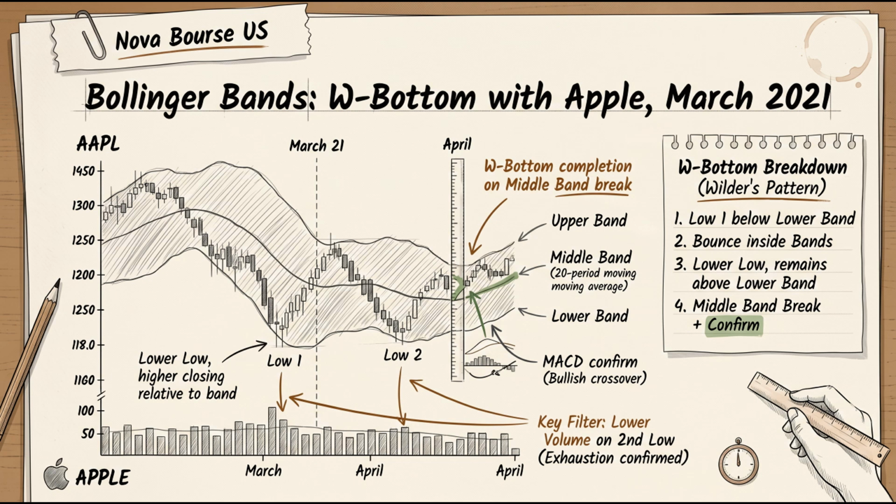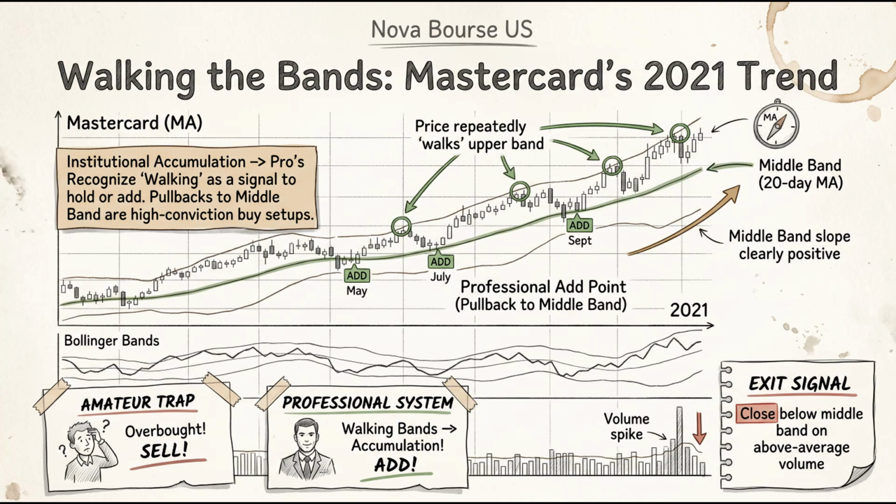The key here is volume. It must be lighter on the second low to confirm selling exhaustion. In a strong trend, you will see a stock walk the bands, meaning it repeatedly touches or pierces the upper band and pulls back only to the middle band before moving higher.